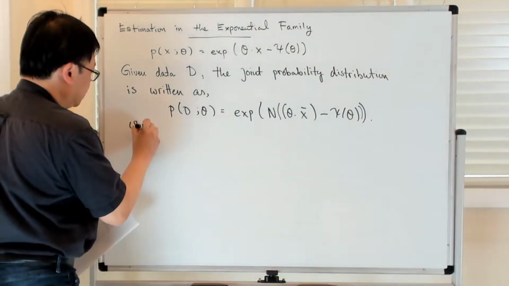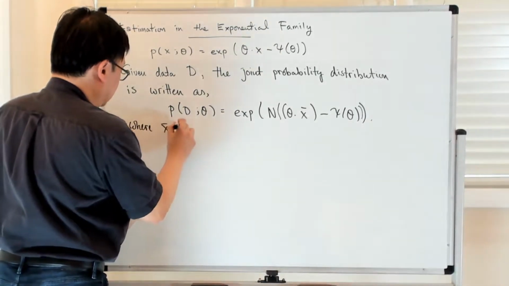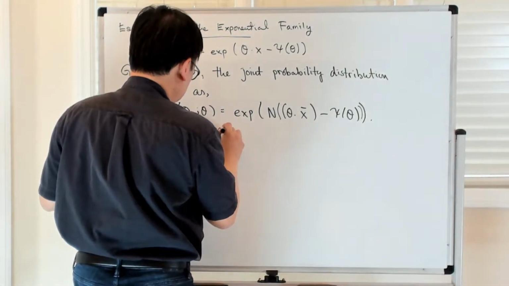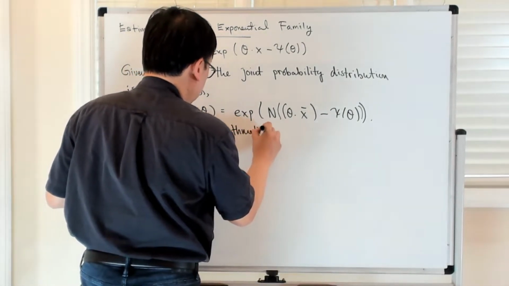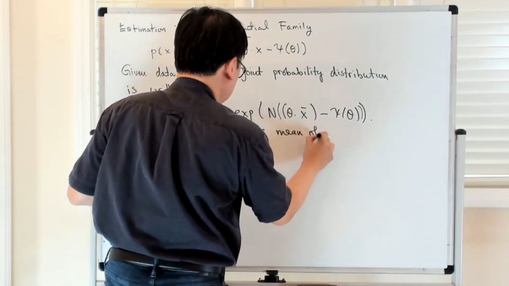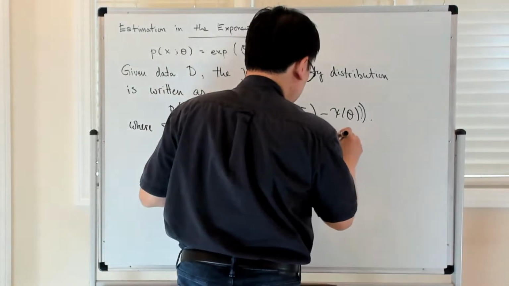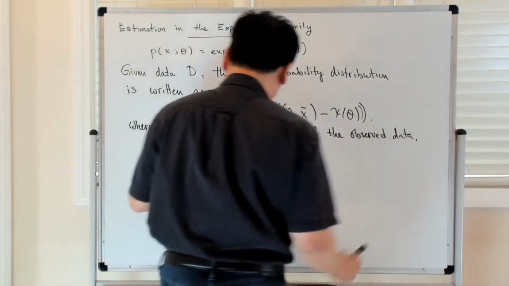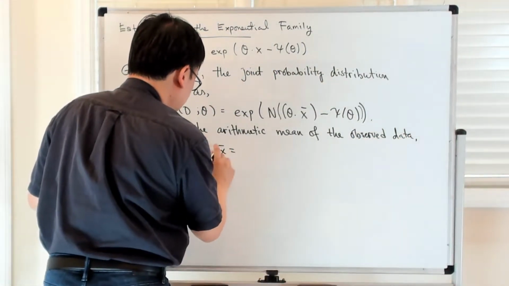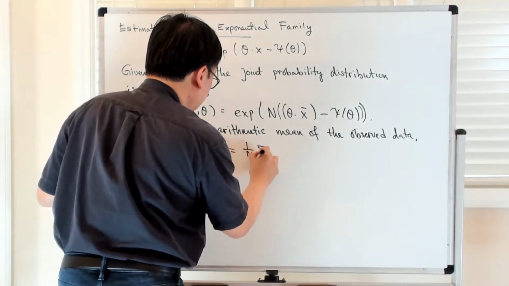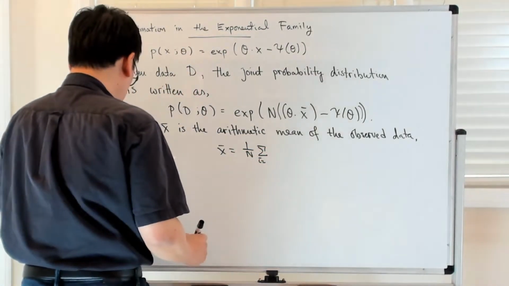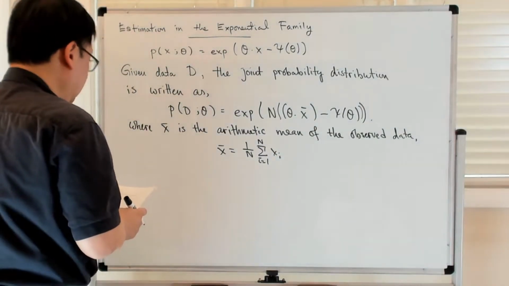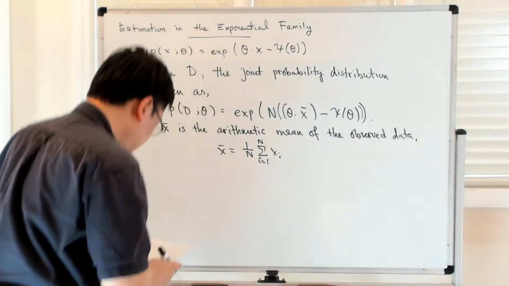Where x bar is the arithmetic mean of the observed examples. So x bar is just 1 over n times the sum from i equals 1 to n of xi. Okay, so this is a sufficient statistic.